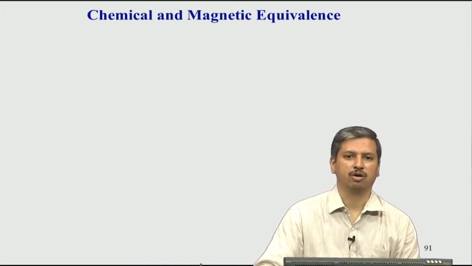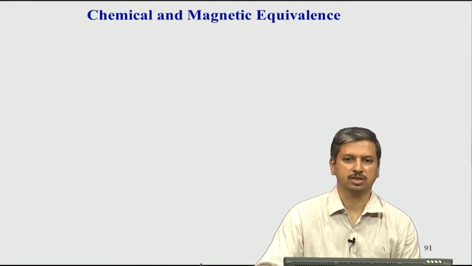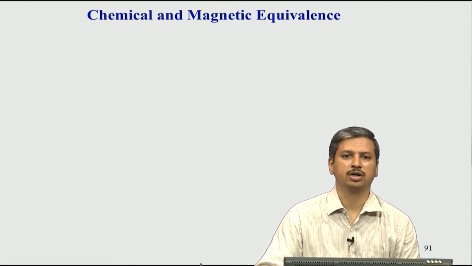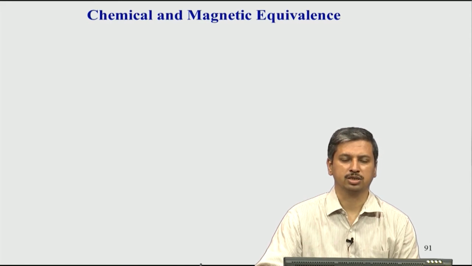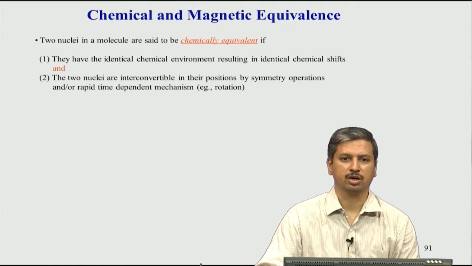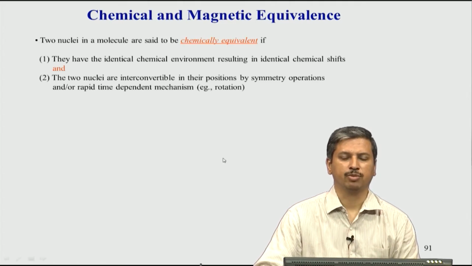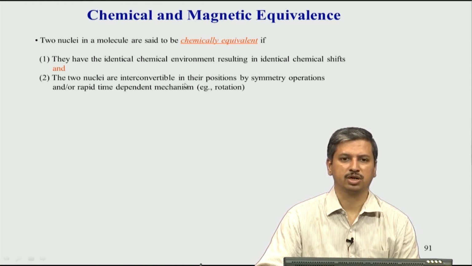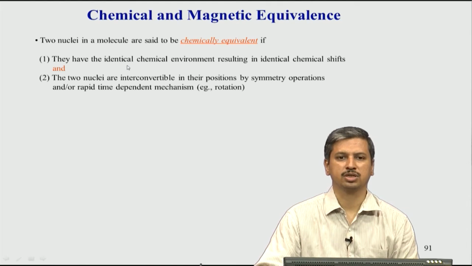So, we have seen how the chemical shifts are influenced by various factors. Another important topic or concept in NMR is called chemical and magnetic equivalence. So, this is very important to understand. Let us see what this means. Many times two hydrogen atoms will have the same chemical shift. The reason is that they have identical chemical environment around them. So, this is one of the reasons two hydrogens can have the same chemical shift value.